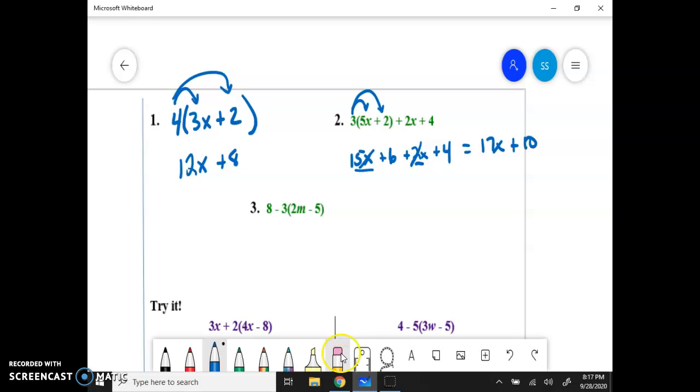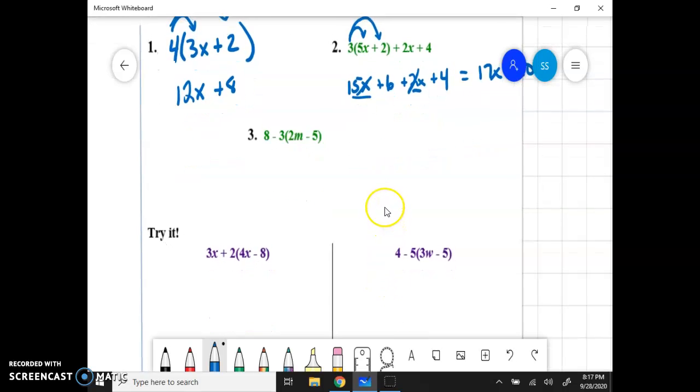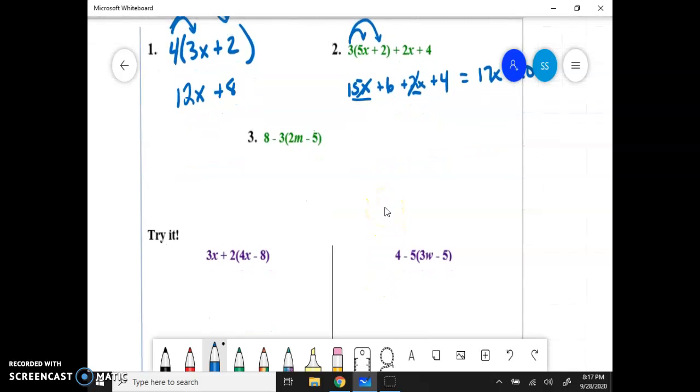All right, number 3, a little bit different here. You might say this is just 8 minus 3, but when we're doing this distribution here, we need to multiply by a negative 3. So this has to be negative 3 times positive 2, which is negative 6. Drop down the m, and then we do the second distribution. Negative 3 times negative 5, which is positive 15.